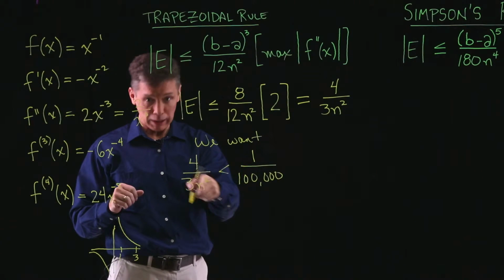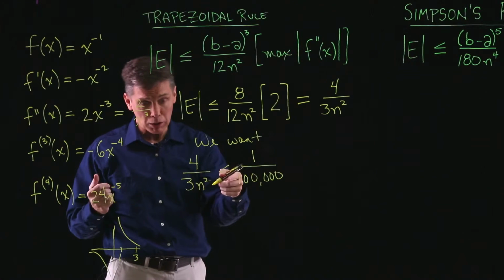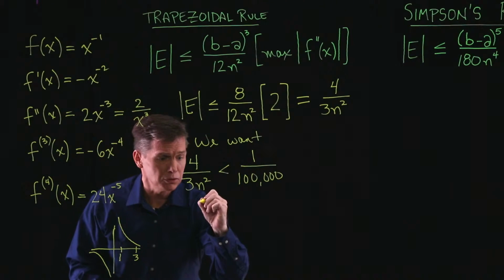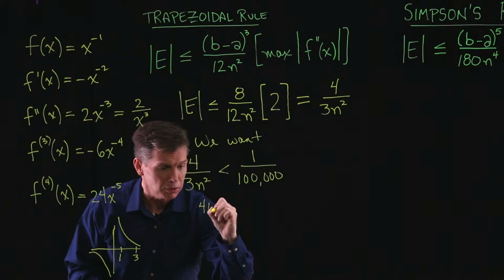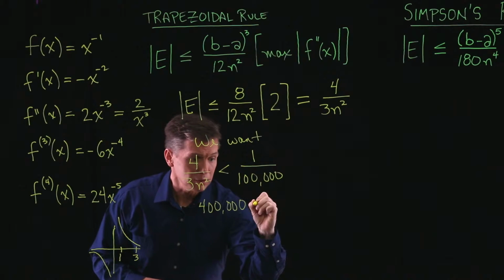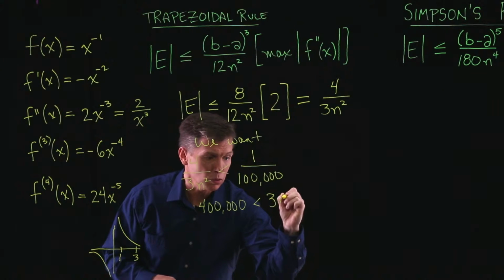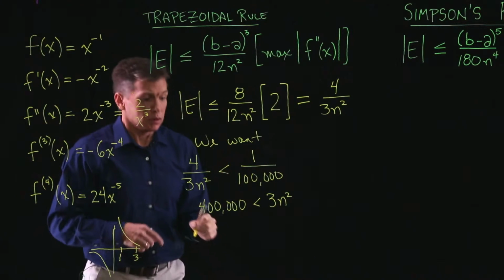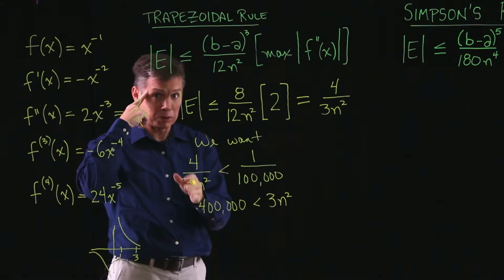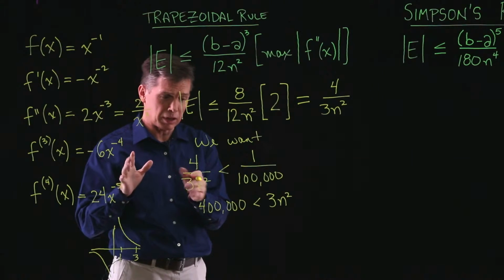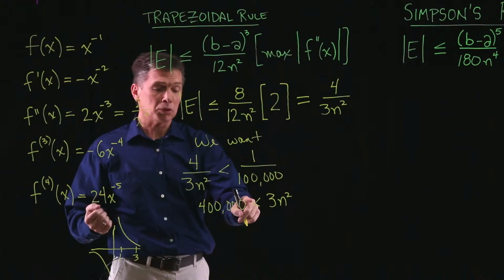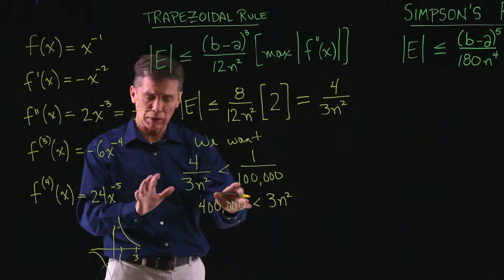So let's go ahead and play with the algebra of this inequality. It's not too bad. I'll even do a cross multiply to start, so I'll get 400,000 is less than 3n squared. And I'm sure you're a good enough algebra student to say, well, wait a minute, be careful. When you're dealing with inequalities, you have to watch out. Sometimes the sign of the inequality changes. Yeah, you're right. But only when we multiply or divide by negative, and I didn't there.